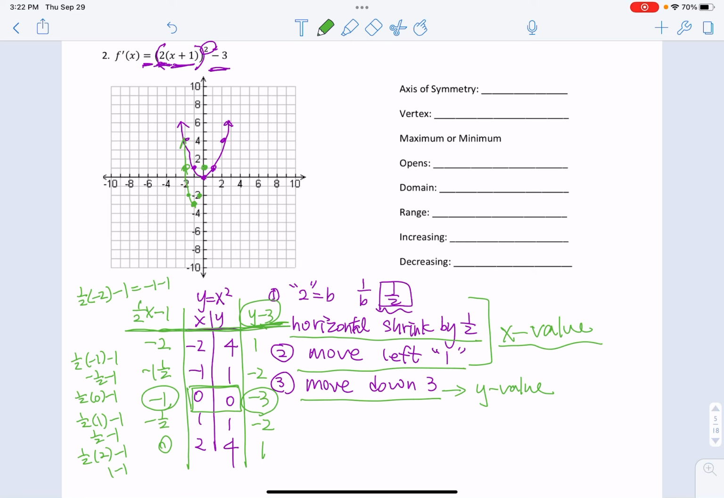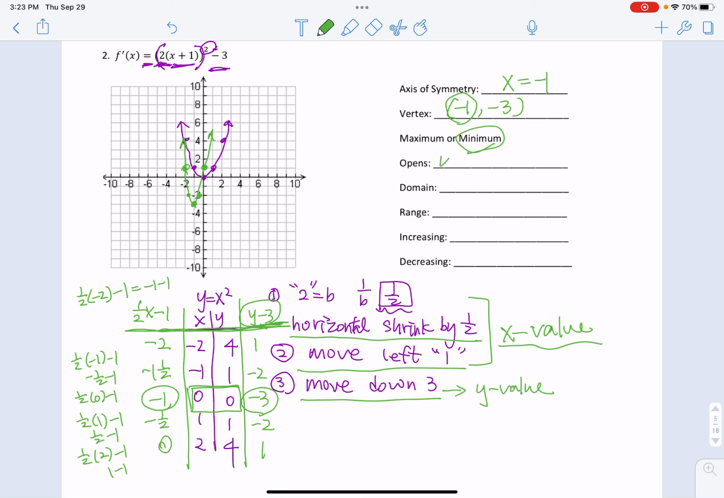The graph looks like this. So horizontal shrink by 1/2, and then move left 1, down 3. So the new vertex was (-1, -3), and the axis of symmetry is the x value of the vertex. So x equals -1. You have to express the axis of symmetry as an equation. Since the graph opens upward, the graph has a minimum value.